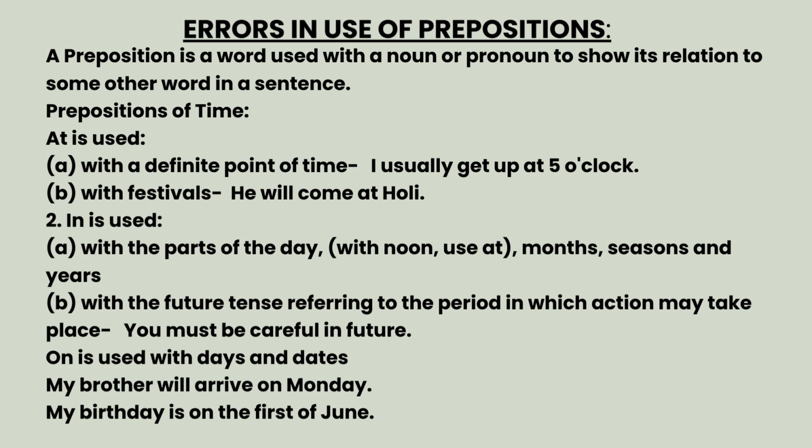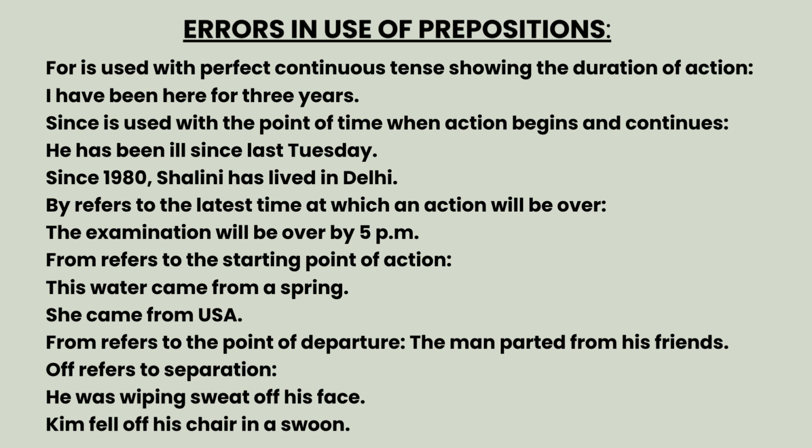On is used with days and dates. My brother will arrive on Monday. My birthday is on the 1st of June. For is used with perfect continuous tense showing the duration of action. I have been here for 3 years.